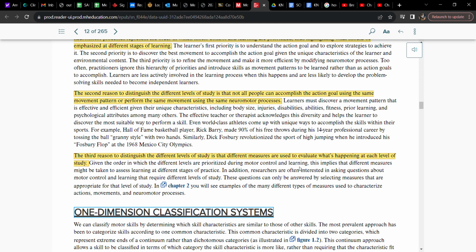And the third reason is that different measures are used to evaluate what's happening at each level of the study. So you're not going to measure someone's expertise, their skill, the same way that you would measure their neuromotor processes, for example. So there are different ways of measuring each component, and we're going to talk about how you do that later on.